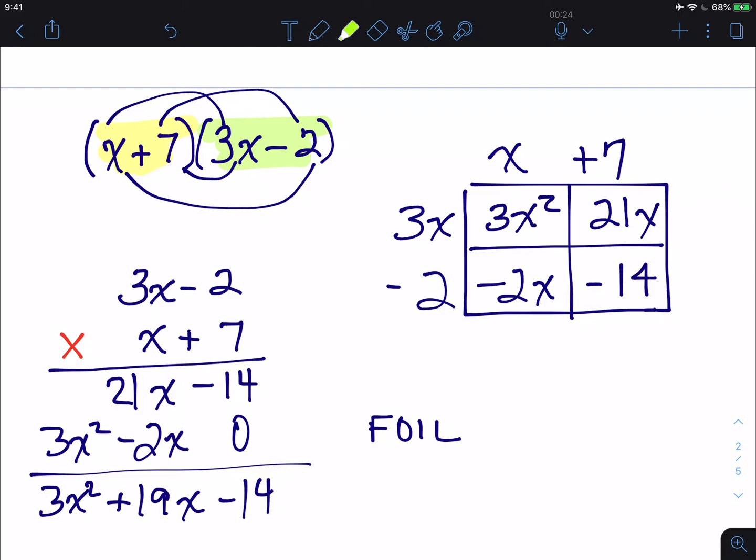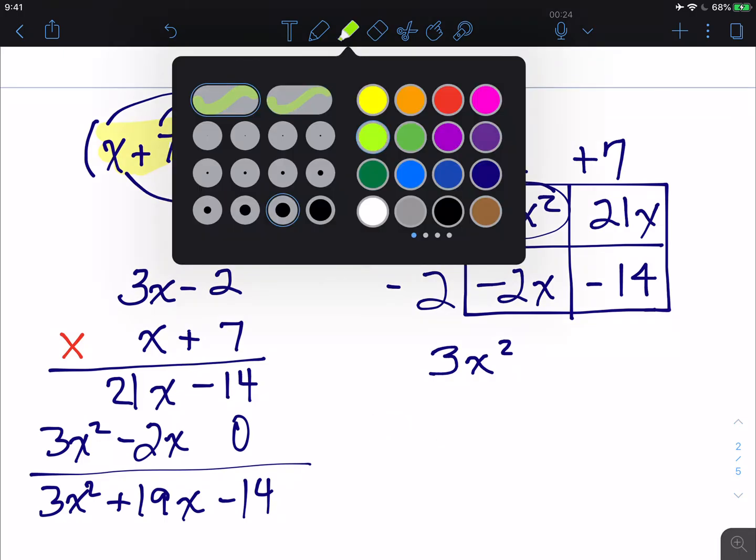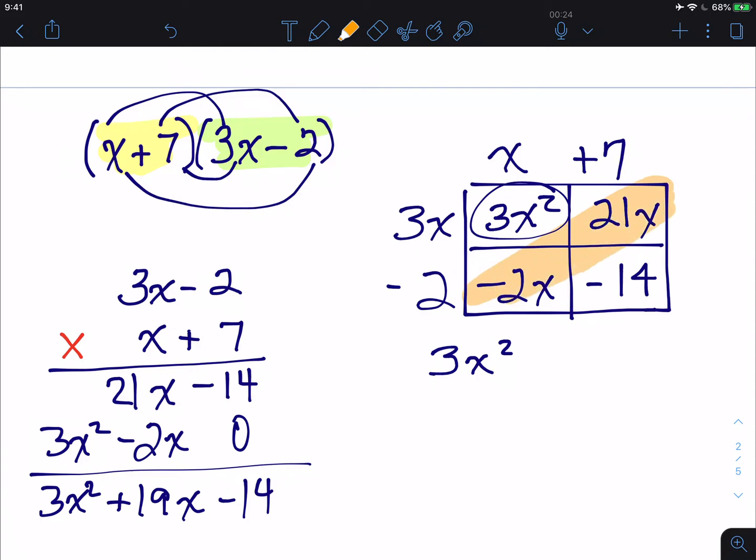And then we look for like terms. So this 3x squared, there's nothing that we can combine, so it ends up just 3x squared. And then the two terms here in the middle are like terms, so we can combine these two. Negative 2x plus 21x is plus 19x. And then the negative 14 stands on its own. There's nothing to combine it to. So there's two different ways of looking at the multiplying.